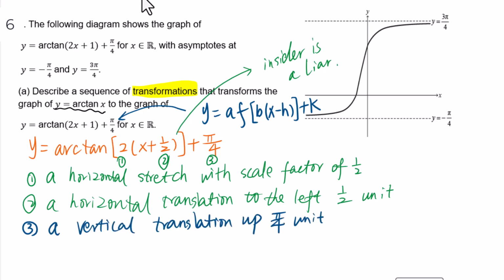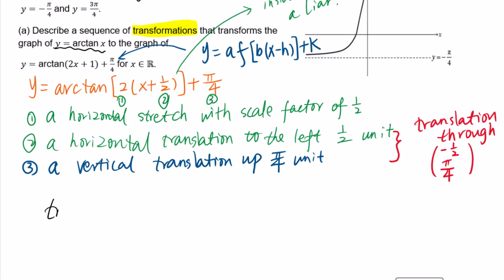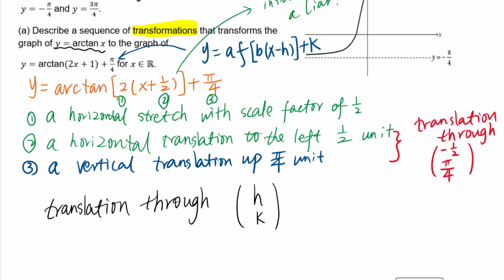You can use the vector to describe this translation. It will be much, much easier. For the second step and the third step, we can use the translation through the vector negative 1 half, pi over 4 to replace the second step and the third step. Let me introduce this translation through vector, vector (h, k).